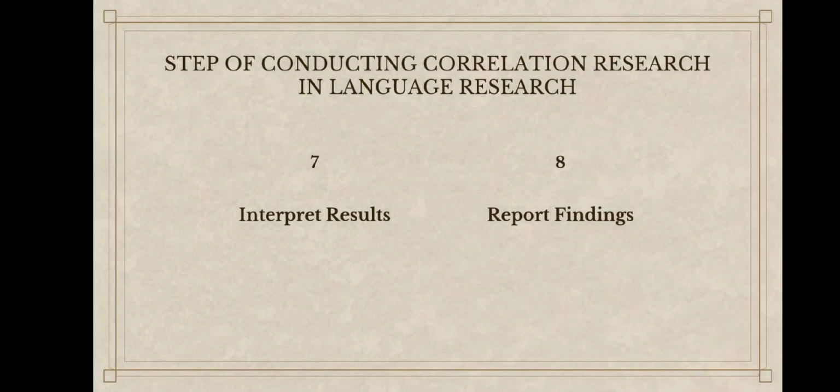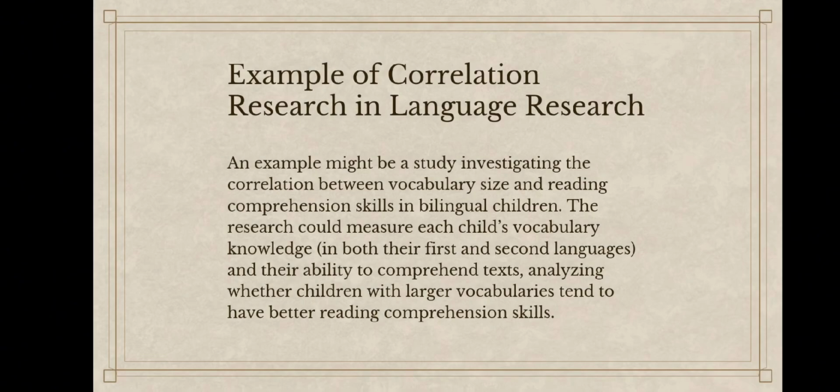Eighth, report findings. Write a report detailing your methods, results, and conclusions. Discuss the implications of your findings for language research or pedagogy. The next one is an example of correlation research in language research. An example might be a study investigating the correlation between vocabulary size and reading comprehension skills in bilingual children. The research could measure each child's vocabulary knowledge in both their first and second languages and their ability to comprehend text, analyzing whether children with large vocabularies tend to have better reading comprehension skills.